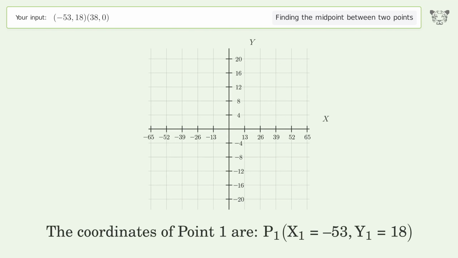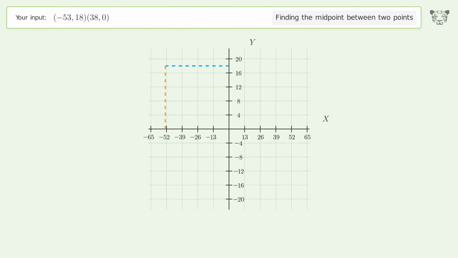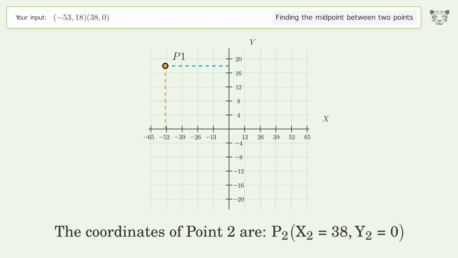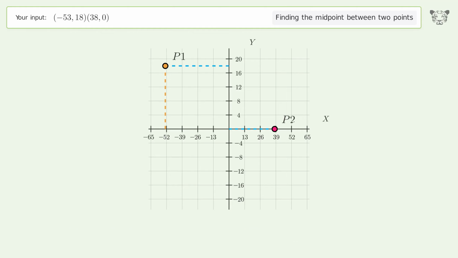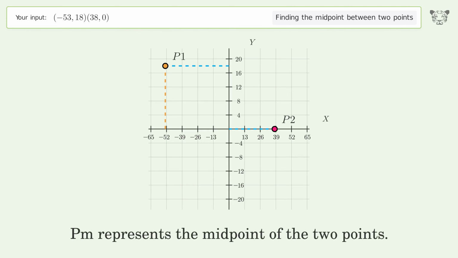The coordinates of point 1 are, x1 equals negative 53, y1 equals 18. The coordinates of point 2 are, x2 equals 38, y2 equals 0. PM represents the midpoint of the 2 points.